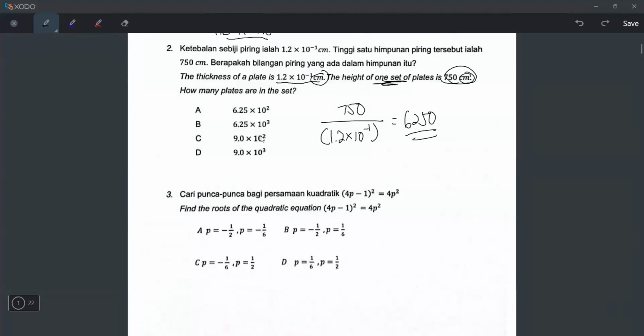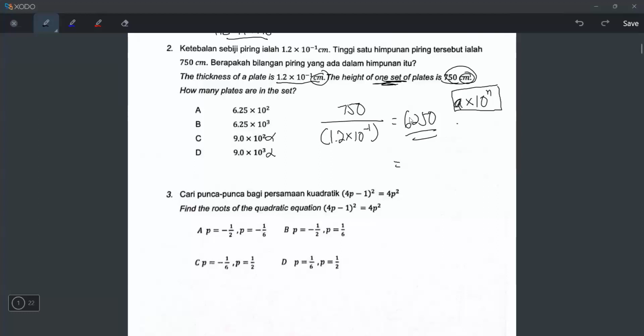So this is the answer. But if you look at A, B, C, D, we know C and D are wrong, so it's either A or B. So which one is the answer? All the answers are in standard form. So what is standard form? Standard form must look like this: A times 10 power n. This is how standard form looks. But there are a few conditions you need to memorize. This A value has to be a value with a decimal point, and in front of the decimal point can only have one number. What do I mean by that?